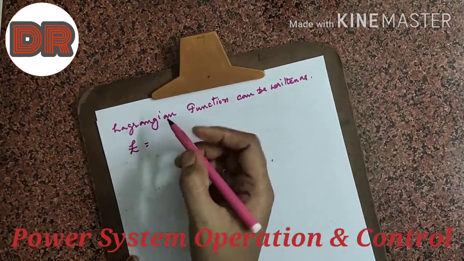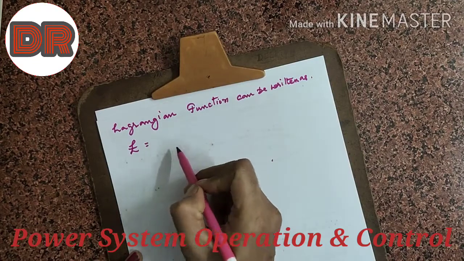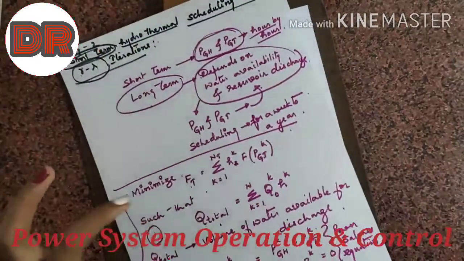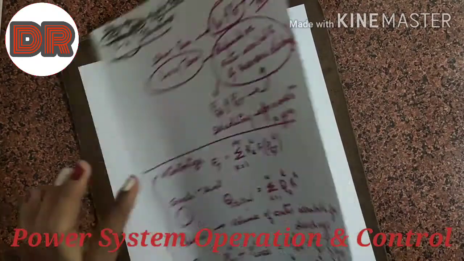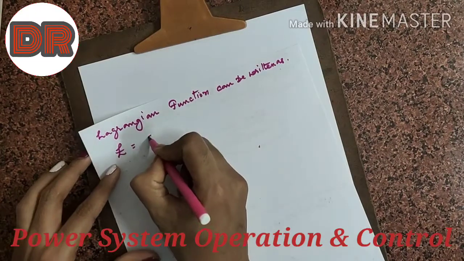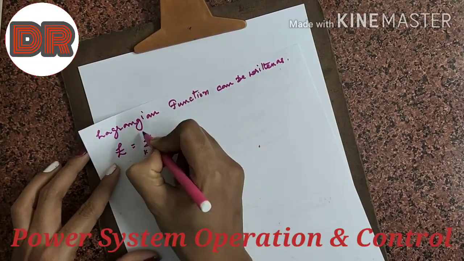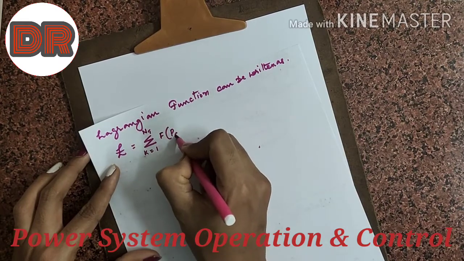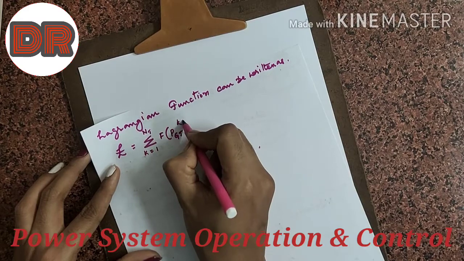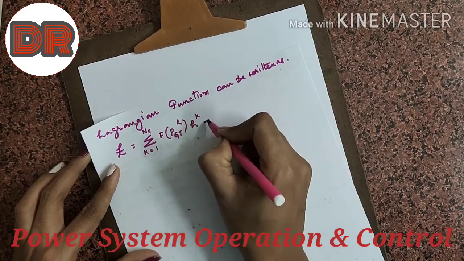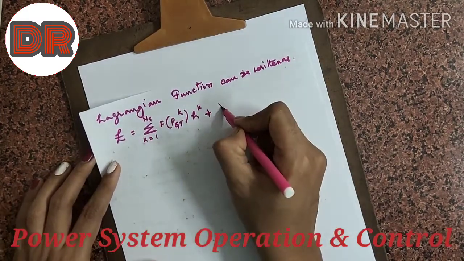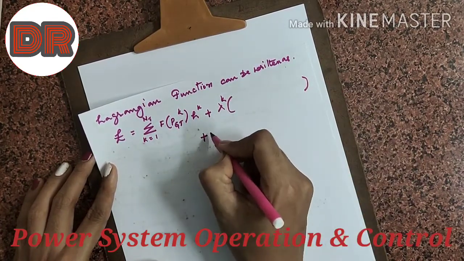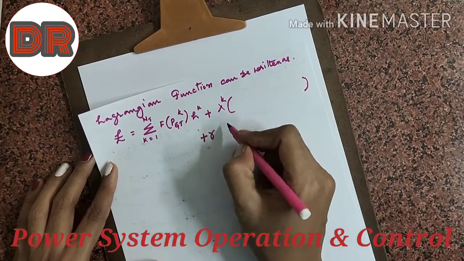The Lagrangian function will be equal to, the first part being the objective function. So let us write that: summation k equals 1 to NT of f of PGT k, H k, plus lambda k. I am using one multiplier for the first constraint, and a second multiplier for the second constraint.